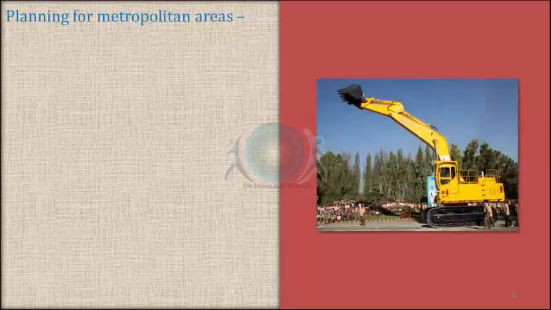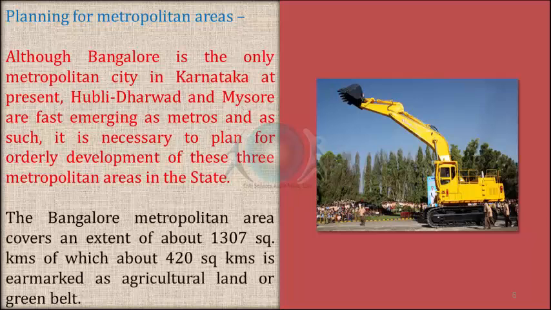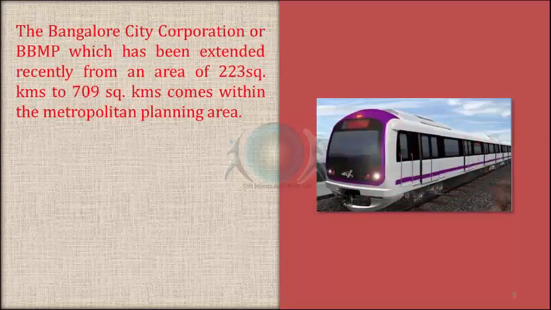Now let us see various aspects of planning for metropolitan areas. Although Bangalore is the only metropolitan city in Karnataka at present, Hubli-Dharwad and Mysore are also fast emerging as metros, and as such it is necessary to plan for an orderly development of these 3 metropolitan areas in the state. The Bangalore metropolitan area covers an extent of 1,307 square kilometers, of which 420 square kilometers is earmarked as agricultural land or the green belt. The Bangalore City Corporation or the BBMP, which has been extended recently from an area of 223 square kilometers to 709 square kilometers, comes within the metropolitan planning area.